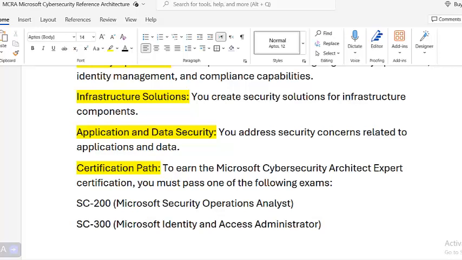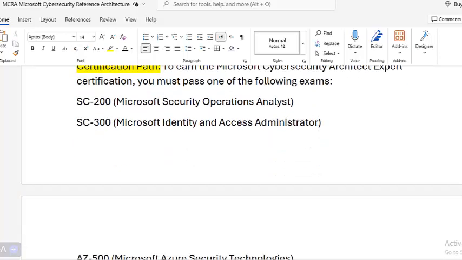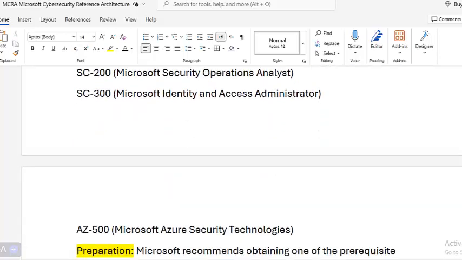Certification path. To earn the MCAE, which is the Microsoft Cybersecurity Architect Expert certification, you must pass one of the following exams: the SC-200 Microsoft Security Operations Analyst, SC-300 Microsoft Identity and Access Administrator, or AZ-500, or AZ as we say here in Canada, Microsoft Azure Security Technologies.